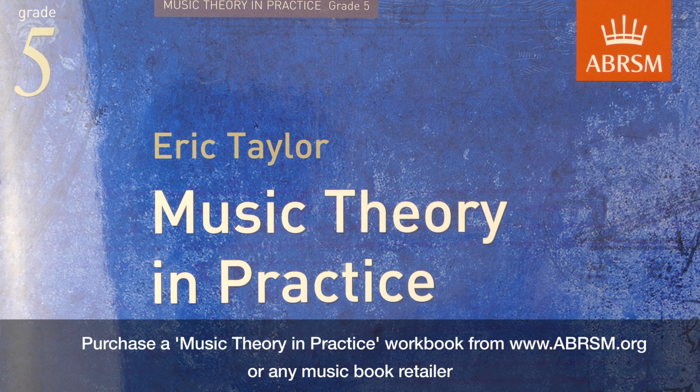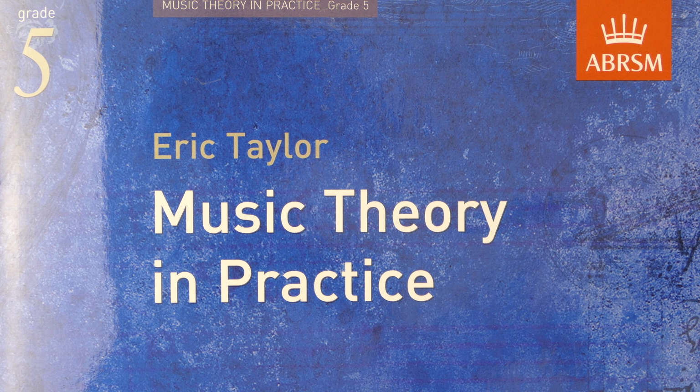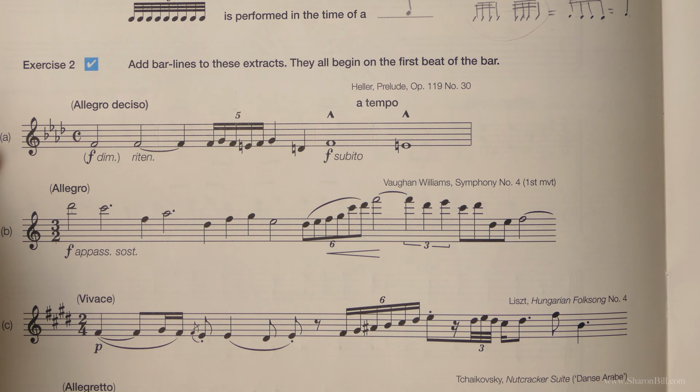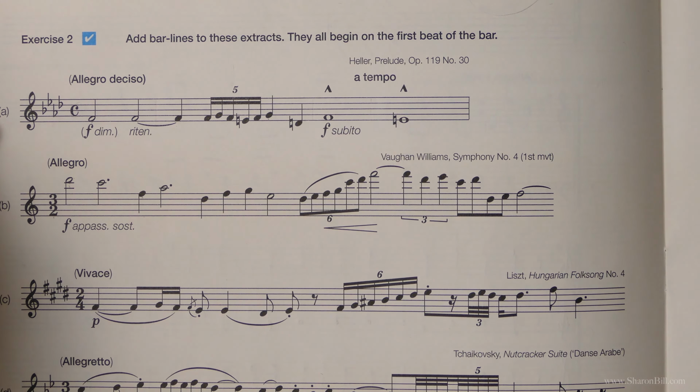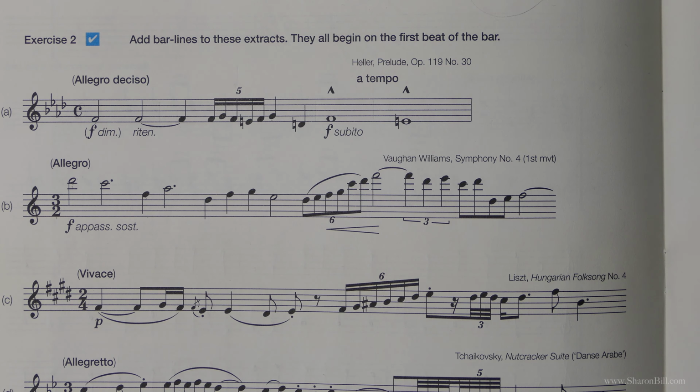And so now if you'll turn with me to page 26 in your grade 5 music theory and practice workbook. We're going to continue with irregular time divisions. We're going to have a look at exercise 2. All that we're required to do here is to add bar lines to these extracts. They all begin on the first beat of the bar, and so let's just have a go.